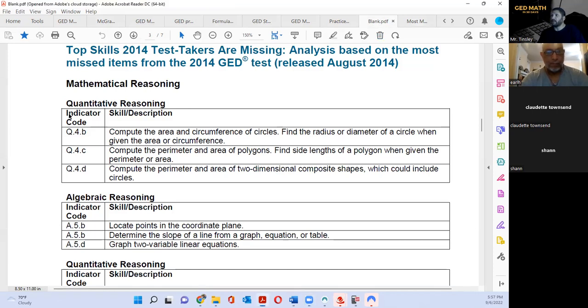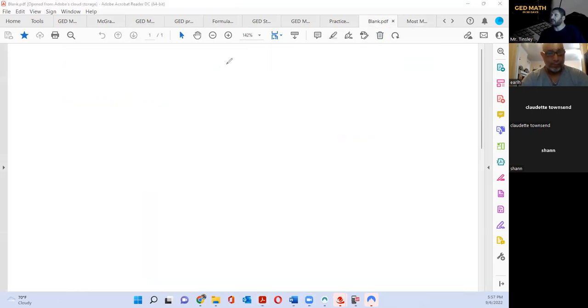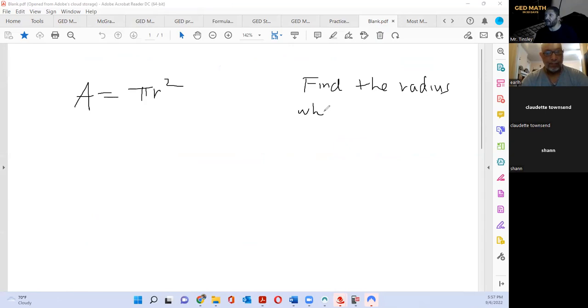So when you get the formula on the formula sheet, right, it says area equals pi r squared. Well, that most missed question said find the radius when given area, right? So what they're basically telling you is, and this is what algebra really is all about, is solving for the unknown. So in this case, we know the area. That's no longer unknown. We don't know the radius. So you want to solve this equation for r.